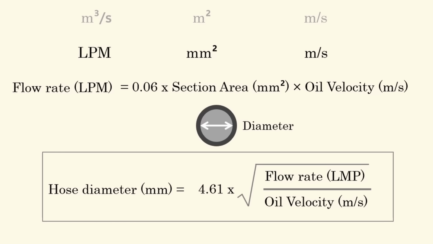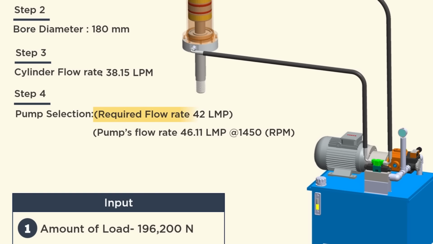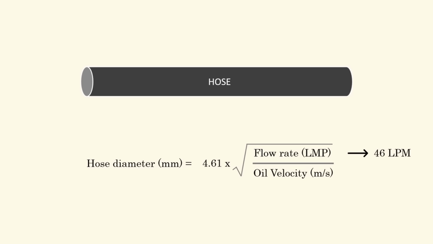Let's understand this with an example. From the pump sizing video, the calculated flow requirement of the hydraulic cylinder is 42 LPM, but the selected pump delivers 46.11 LPM at motor speed 1450. So let's consider the flow rate of 46 LPM for our calculation. And yes, without knowing the pump flow rate, it is impossible to estimate the hose sizes. This is the first step of hose sizing. More about flow rate calculations in this video.